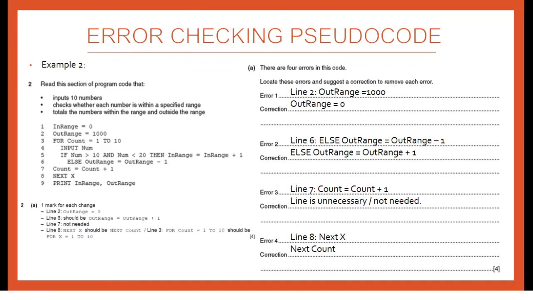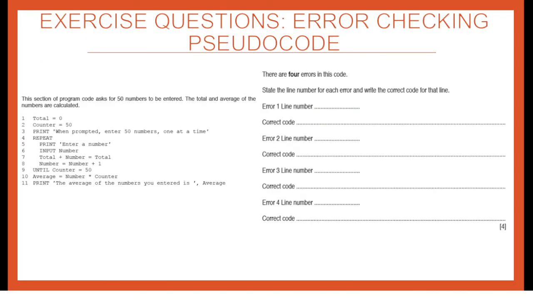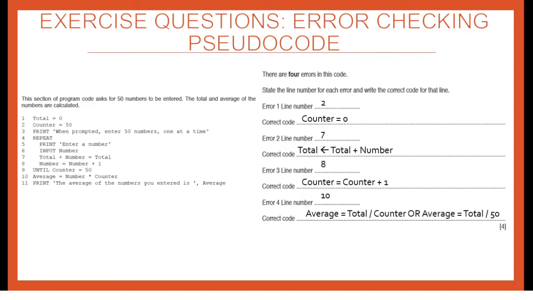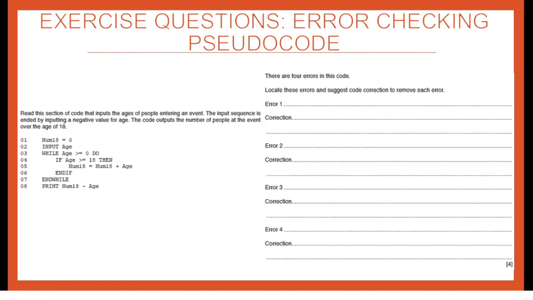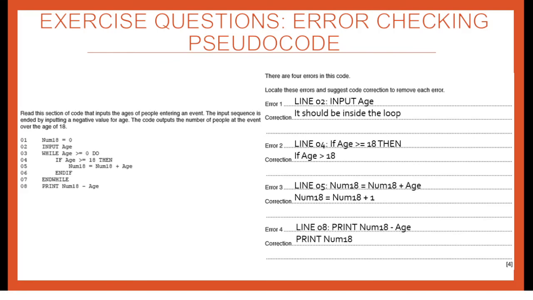Exercise question 1. Read the algorithm and find the 4 errors. Your answer should be like this. Exercise question 2. Read the question and algorithm carefully. This one is a bit tricky. Your answer should be similar to this.